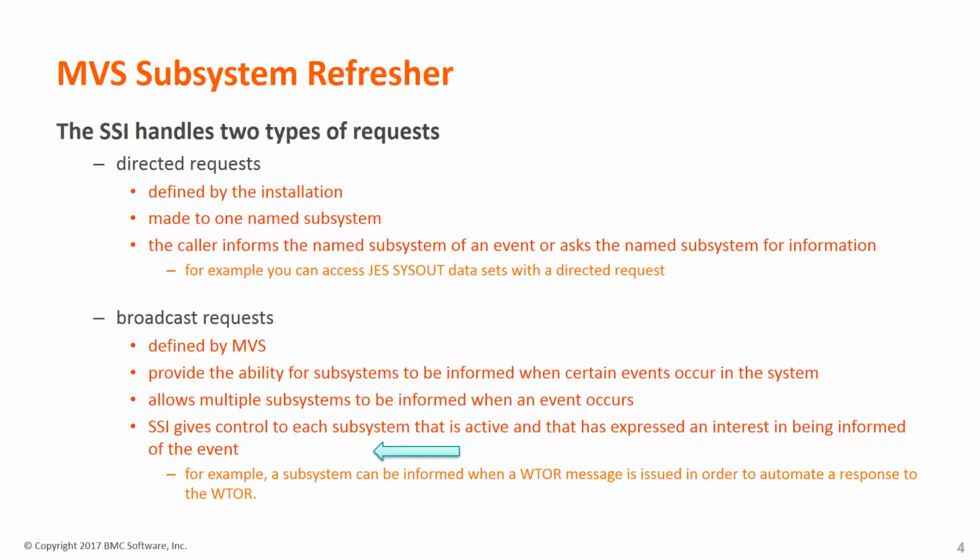And the second type of requests are broadcast requests, and those are defined by the operating system. What it does is it provides the ability for multiple subsystems to be informed when events occur. Now, the way this will behave is the SSI will give control to each of the subsystems in the order in which they're defined in the system, and they can take control of that event. So for instance, you can let a subsystem know when a WTOR message is generated, and then that subsystem can generate a response to that message.